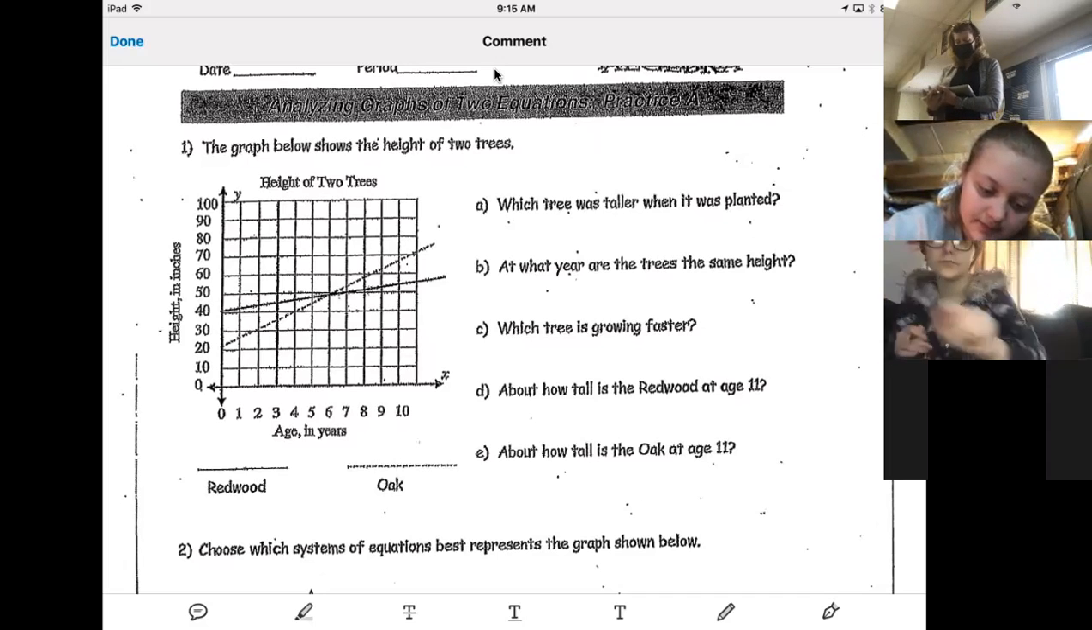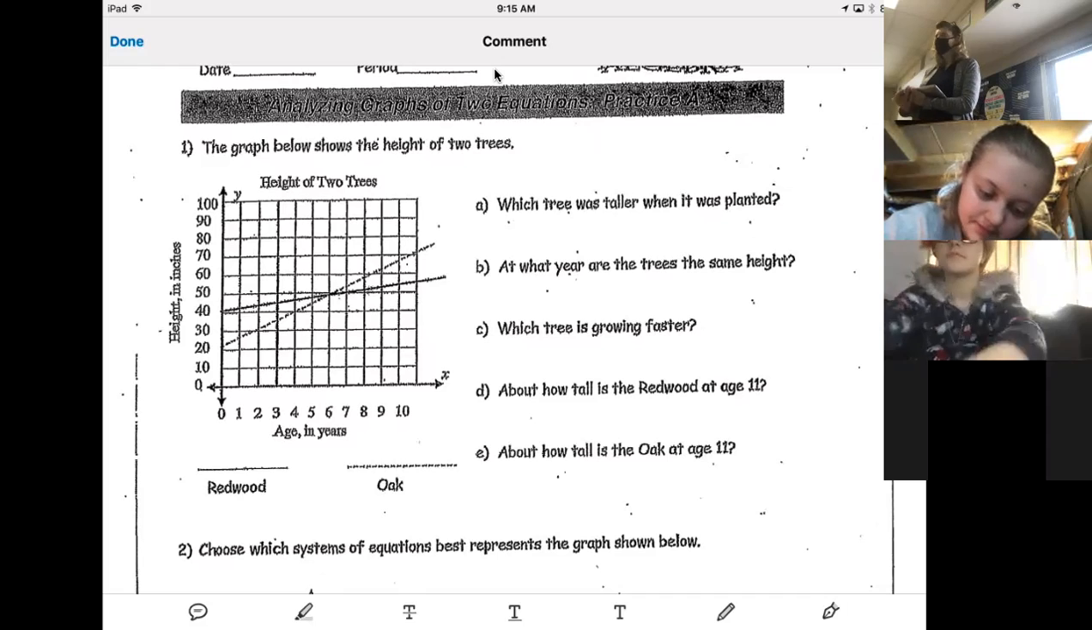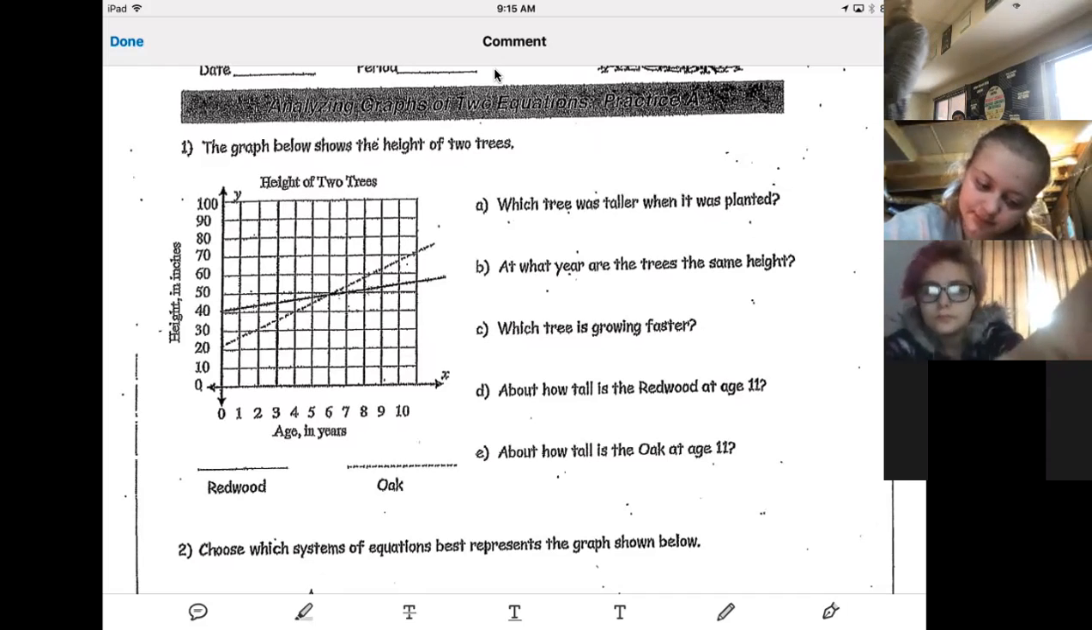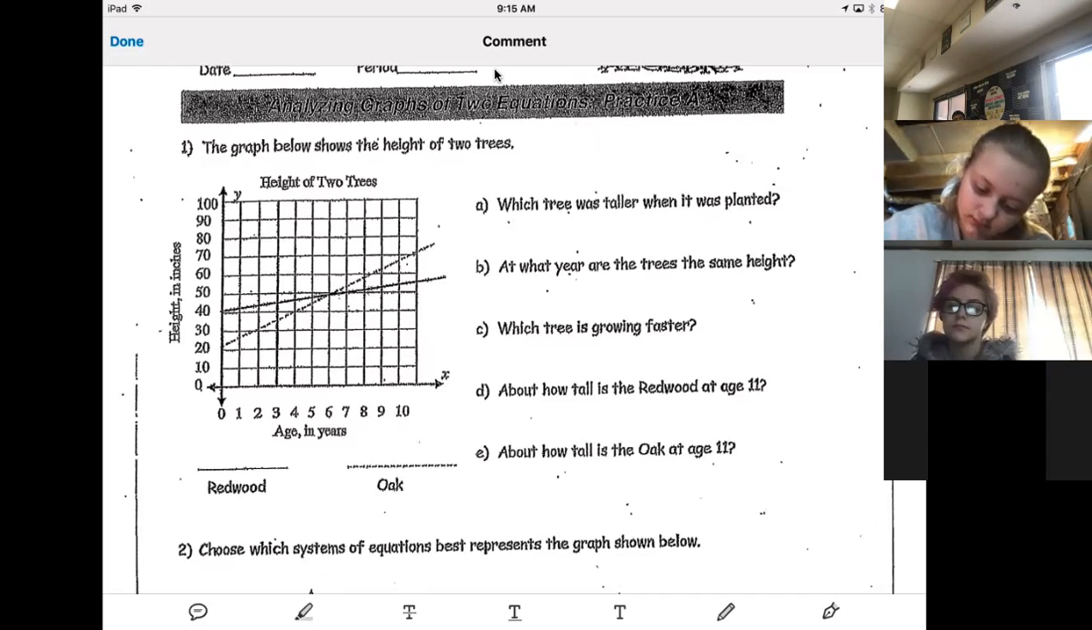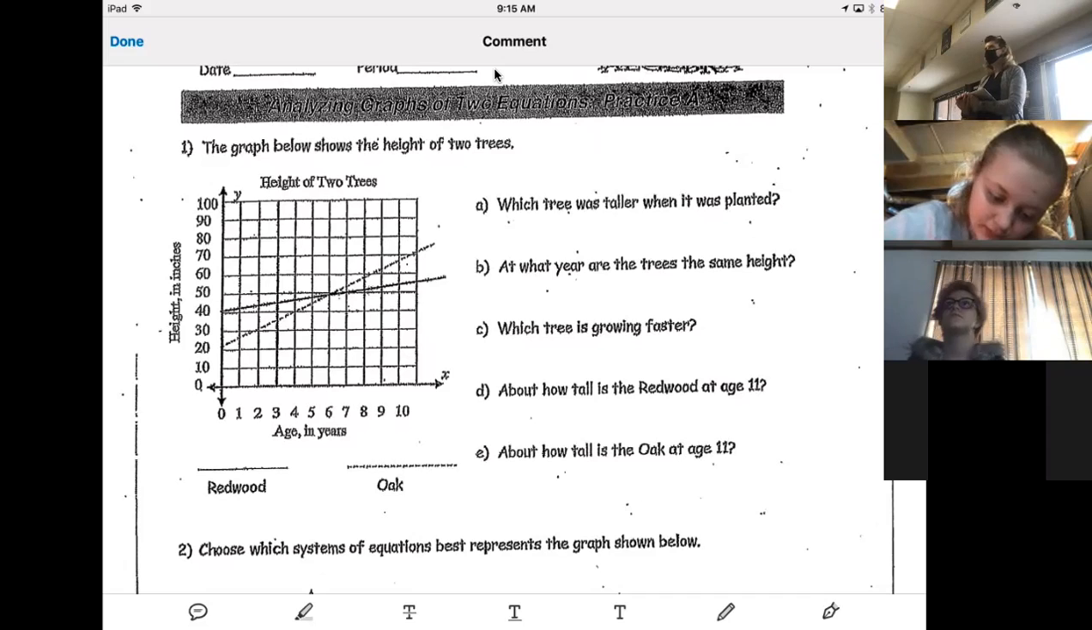So the first problem, we have a graph below. I love reading graphs. Do you know what this helps you with? Your science MCAs, because your science MCAs are going to be filled with charts and graphs, and you have to be able to interpret the data. It also makes sense with math.